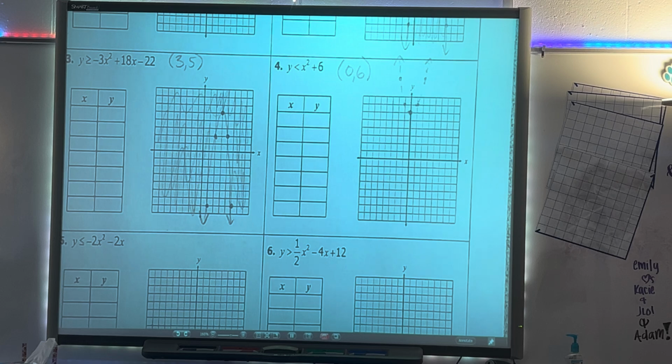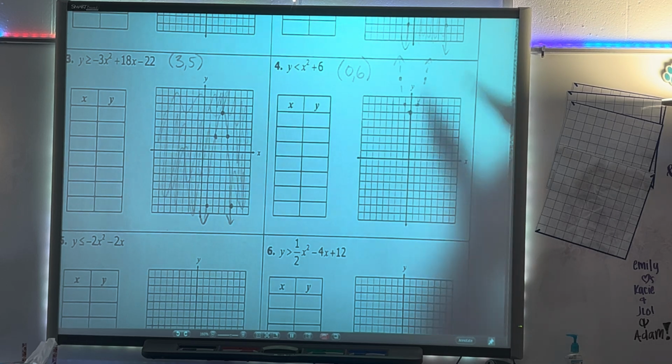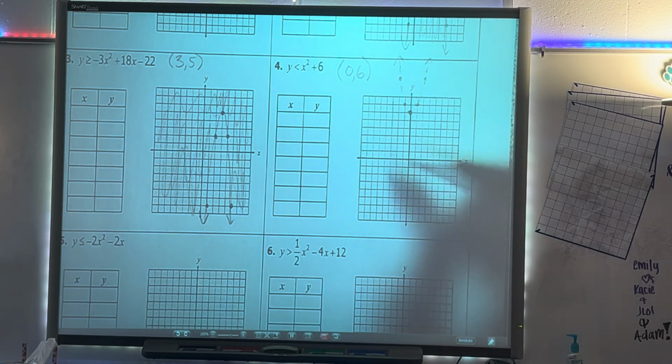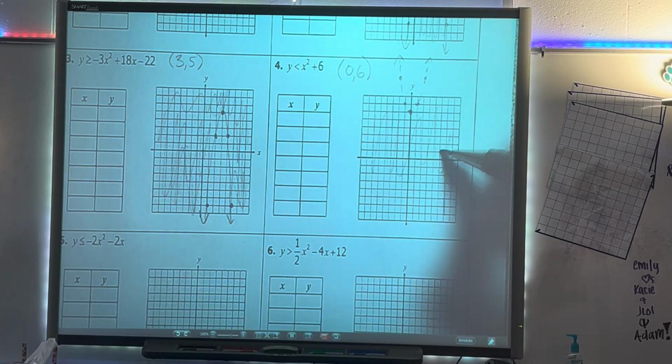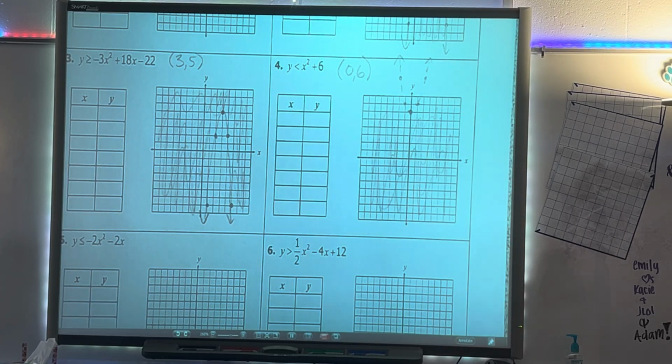Okay, and where would the shading be? Inside, above, or outside, below? Outside, below, so it's all out. Not much of it on the graph. All right, we okay there?